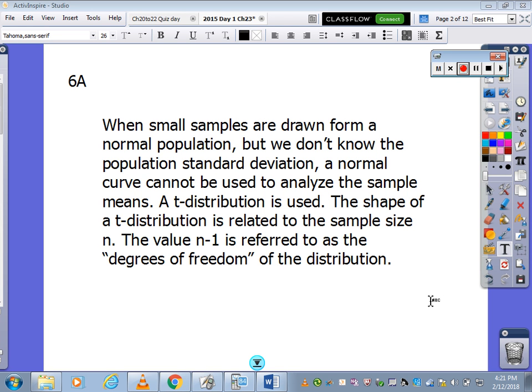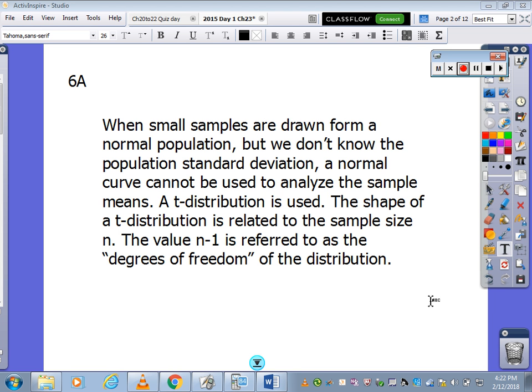All right, we're going to be looking at 6A notes today. This is an introduction to a t-distribution, sometimes called a student t-distribution. So we're looking at your chapter 23, inference about means.